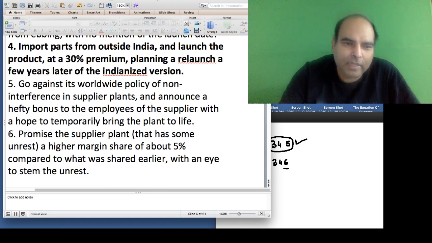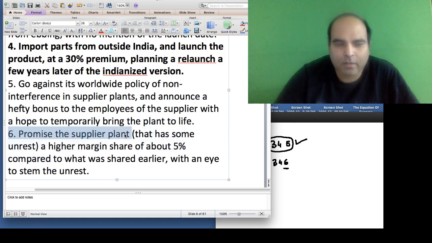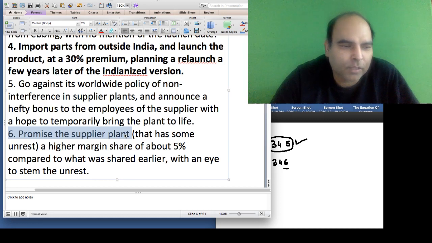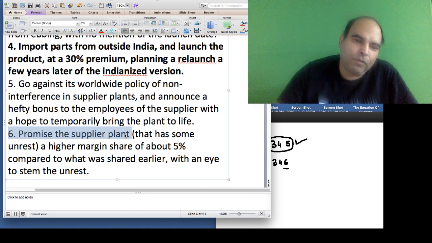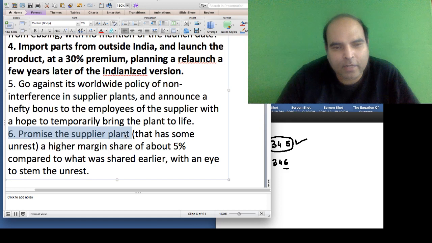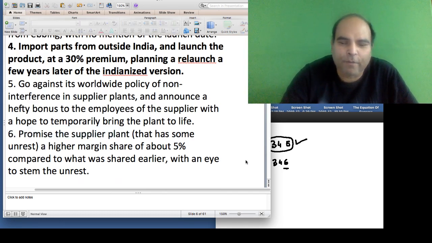whereas 6 is giving more incentive to the supplier plant. It's not addressing the issue. The unrest is happening from the workers' side, and if you go for giving a benefit to the supplier plant, obviously the unrest is between the plant management and the employees, and you are siding with the plant and giving more margin share. It's going to be a waste of your money. And hence 3, 4, 6 will not work and 3, 4, 5 will be the right answer there.